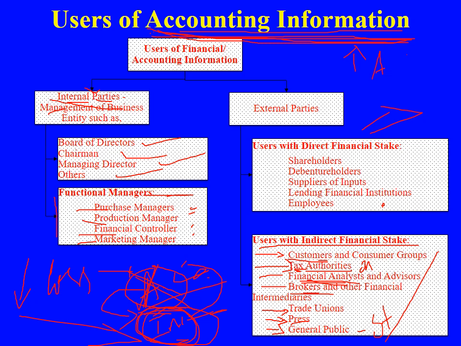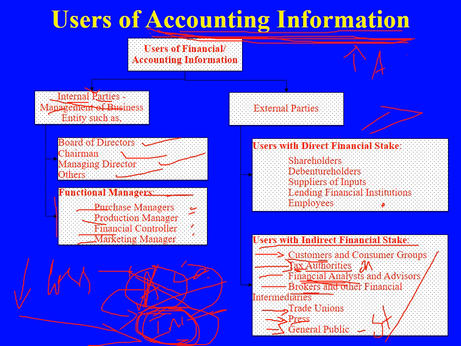Likewise, we have tax authorities. See, why do tax authorities need accounting information? Being tax authorities, obviously they want to know the income generated by the company because they want to charge tax. To collect tax, obviously accounting information is very much required by the tax authorities.